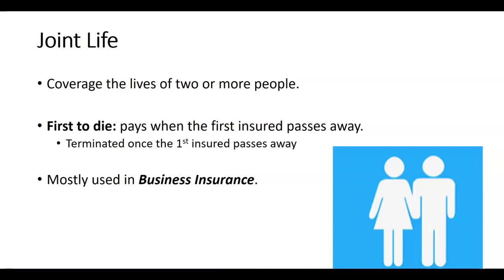So we see this a lot in business insurance. A lot of the times when companies pull out life insurance policies, they pull out a joint life. So the first to die. When the death benefit gets paid out when the first insured passes away, after that, the agreement or the life insurance policy is terminated. Once the first person, whoever passes away first, the other person will get the death benefit.